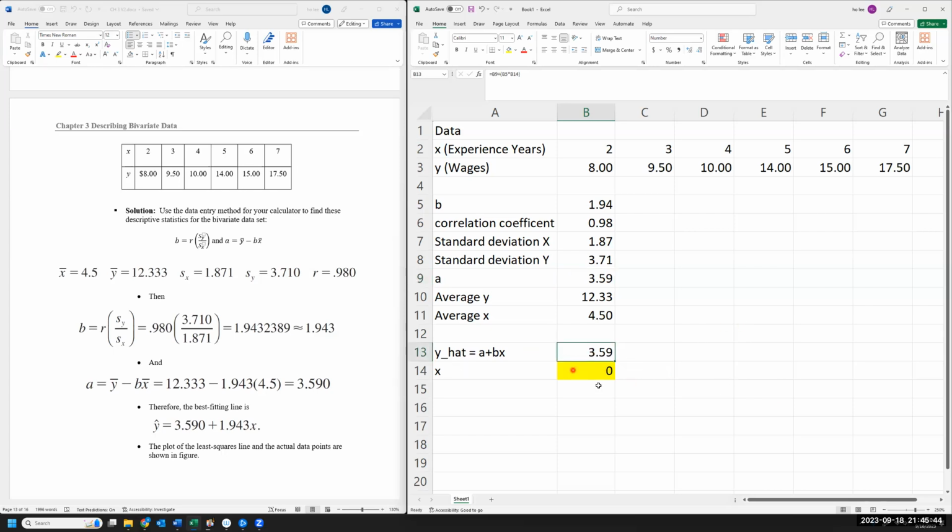So why did I do this? Because I could put in any value of x, and then y hat will change instantaneously. For example, if I put in 1, it changes to 5.5, 2, 7.48, okay? Let's put in 0. So again, this is why I do this.